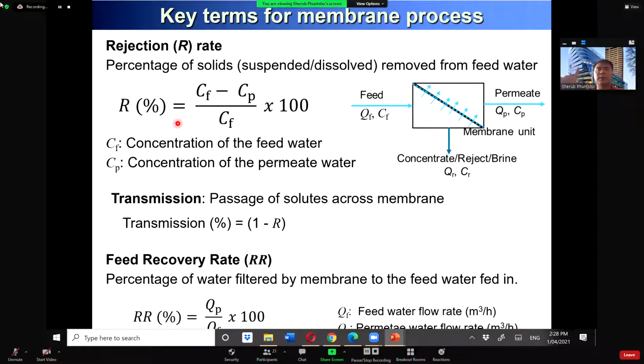For example, we have microfiltration, ultrafiltration, NF, nanofiltration, and reverse osmosis membranes. You'll see that as the membrane becomes tighter and tighter, the rejection rate will increase. So for a microfiltration membrane, if you talk about the salt, TDS, dissolved solids, microfiltration will not remove any dissolved solids.